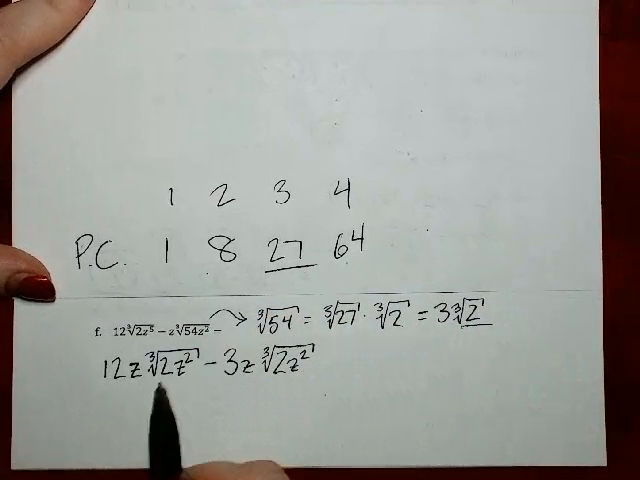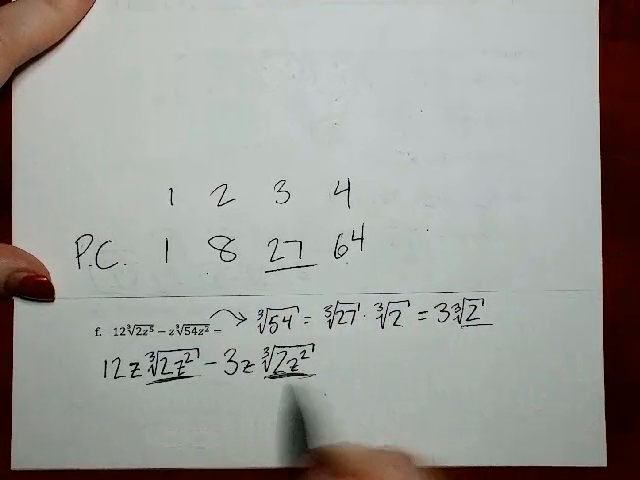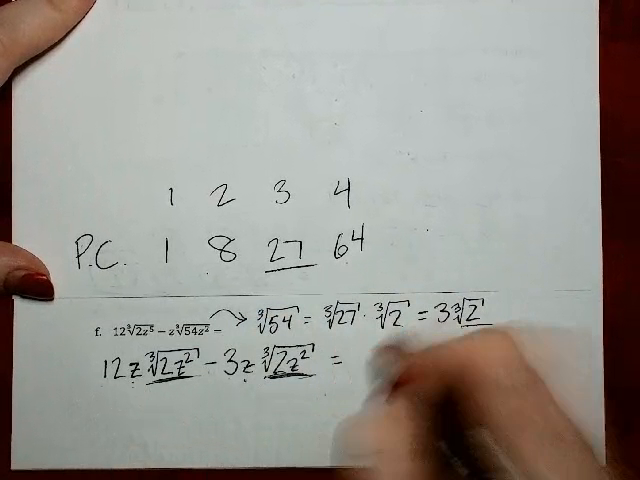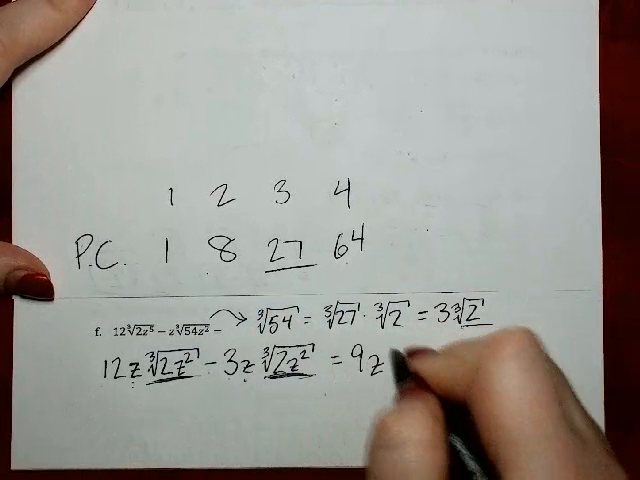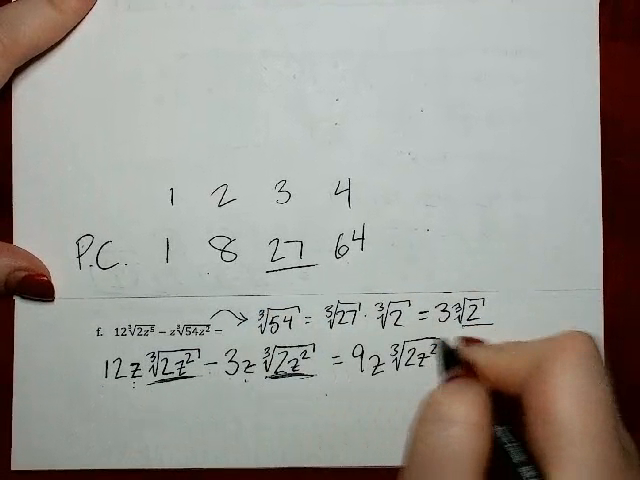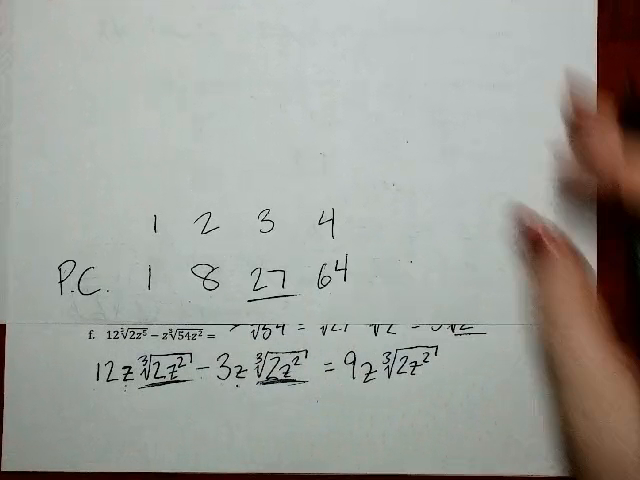Now I have the cubed root of 2z squared here, and the cubed root of 2z squared here. So I have like radicals. I have a z and a z outside, so 12z minus 3z is 9z cubed roots of 2z squared. Okay, so that's how you do those.